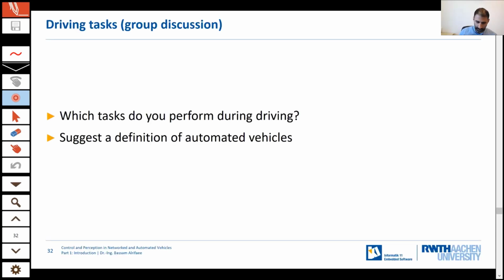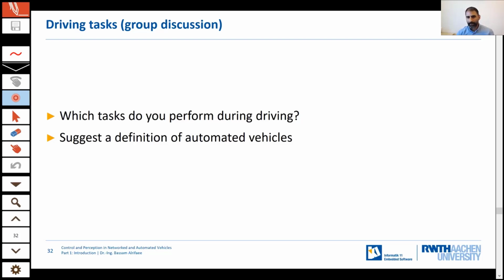Well, now I would like you to discuss in the groups. Patrick has already divided you into groups and teams. What are groups and teams? Go to the last lecture, you will know it. Now I would like you to discuss two questions. The first question is, which tasks do you perform during driving? If you have a driving license and maybe you have a car, think in detail about what you do to drive. Which tasks do you perform?